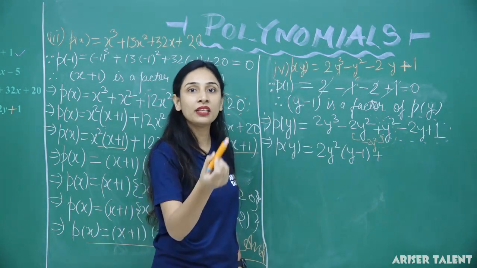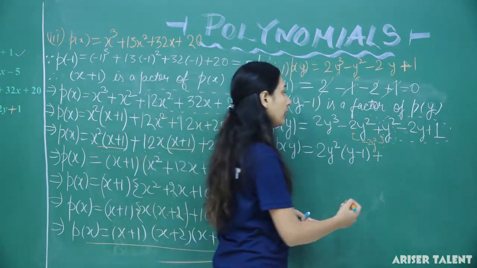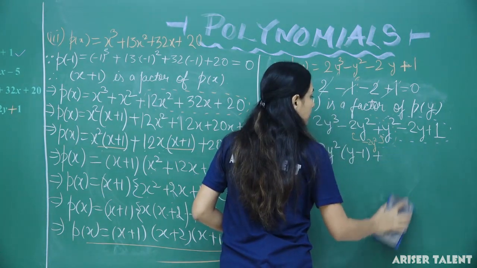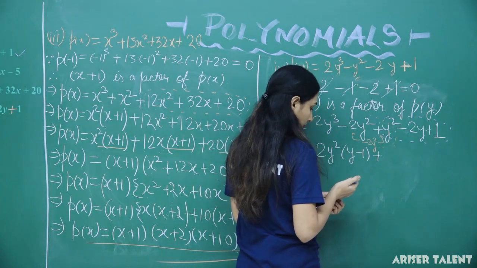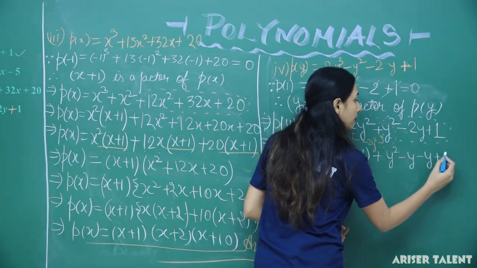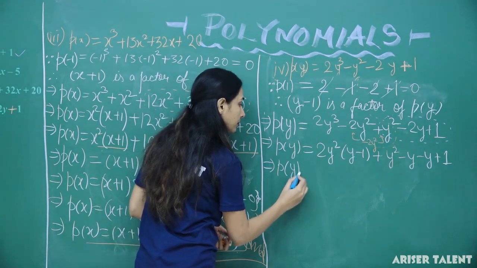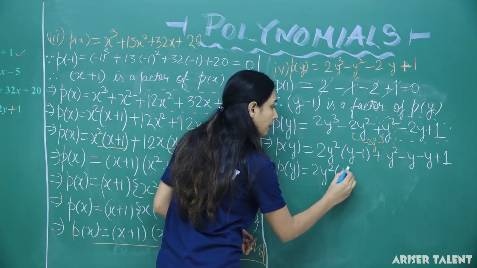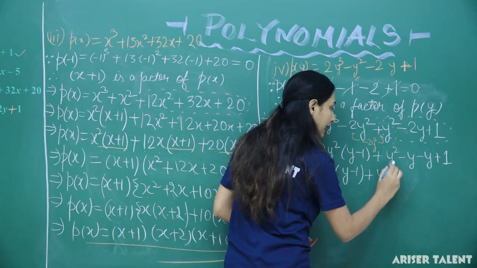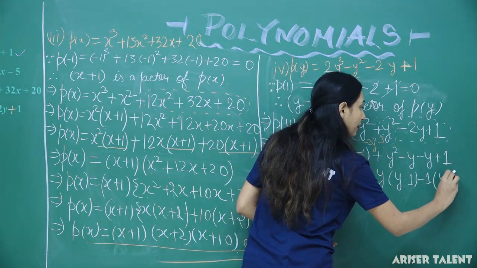What is the factor of 1? 1 and 1. So how can you get minus 2? Minus 1 minus 1 is minus 2. Okay. So y square minus y minus y plus 1. Now you will get P(y) equals 2y square times y minus 1. Here you will get plus y common, okay, you will get y minus 1, minus 1 common, y minus 1.